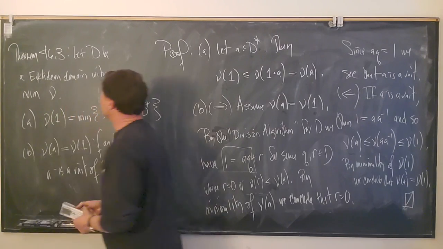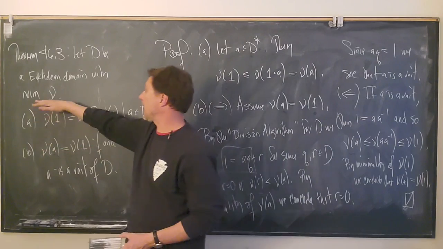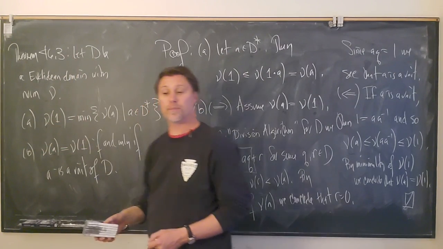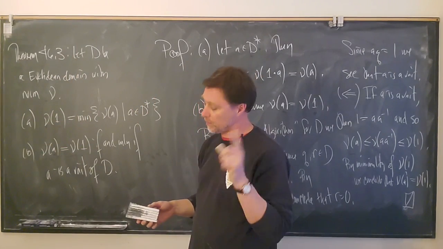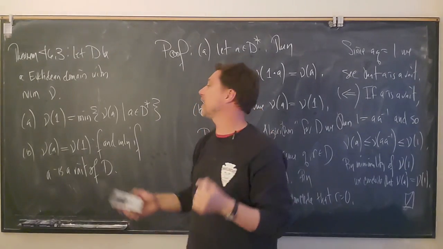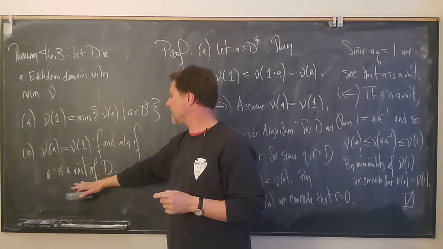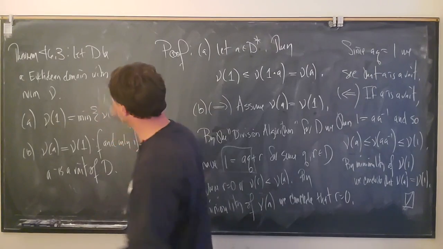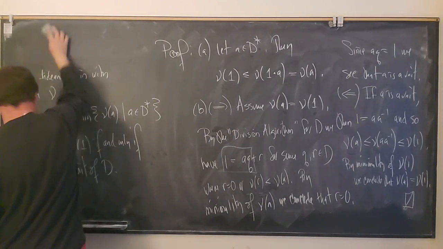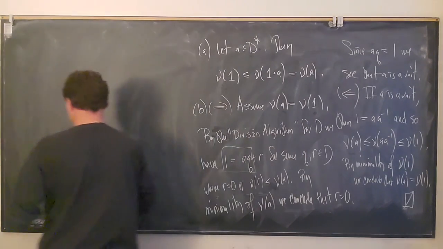Okay, so this tells us that this idea of Euclidean norm is nice. Not only does it give us a Euclidean algorithm, I keep saying Euclidean algorithm, there's a reason for that, you'll see in just a second. Not only does it give us a division algorithm, but it gives us a nice way to detect units within our Euclidean domain. So let's look at some examples now.